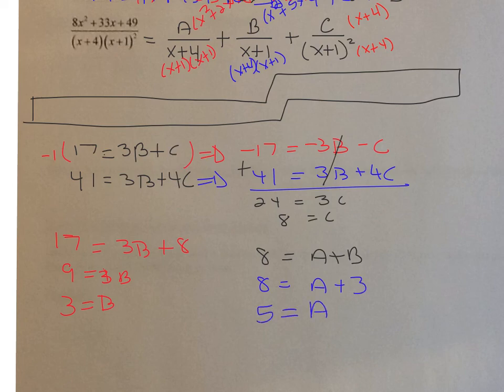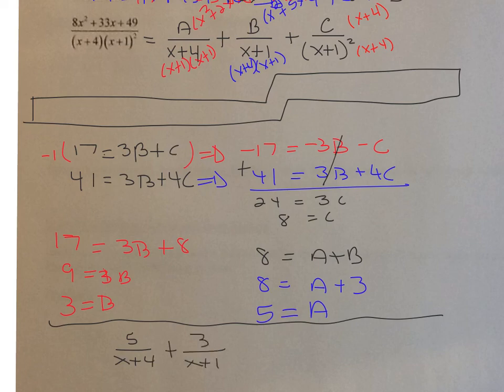Okay, so remember my fractions that I have up here. My A is 5, so it's going to be 5 over (x+4), plus B, which is 3 over (x+1), plus C, which is 8 over (x+1)². Okay, so that's my final answer.